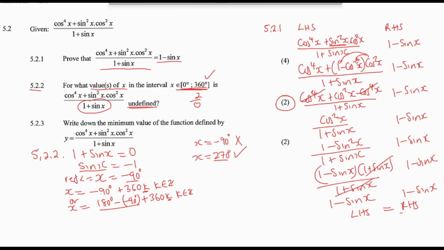If k is -1, this one is going to be out of the domain. This one also is going to be out of the domain. So if you check, you can use your calculator to check this. So x is going to be 270 degrees.